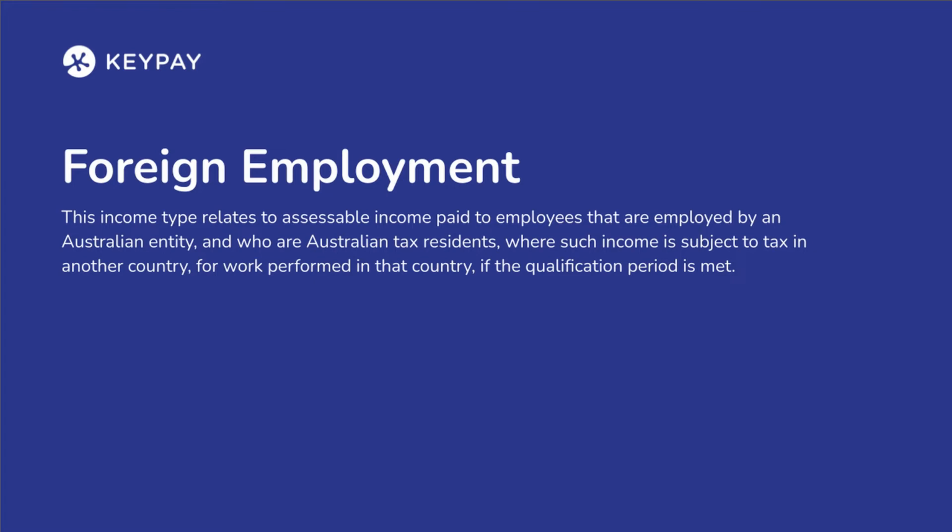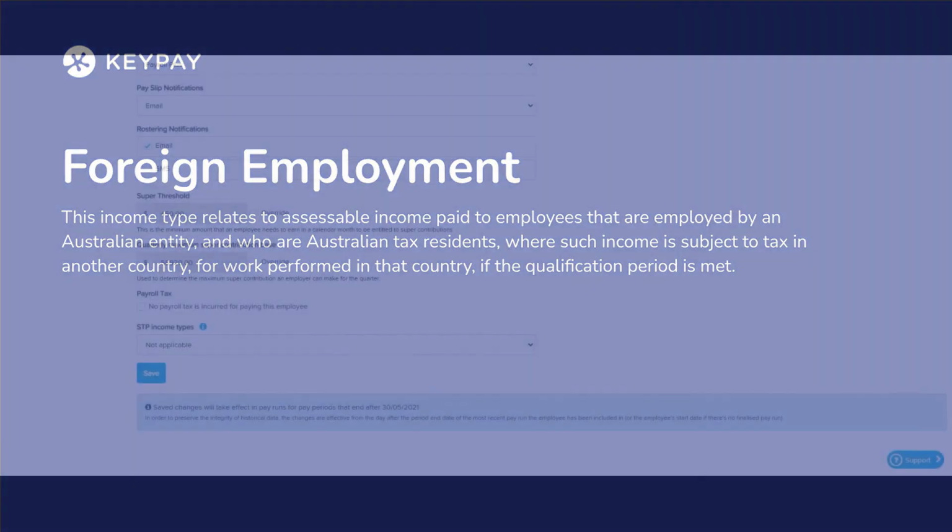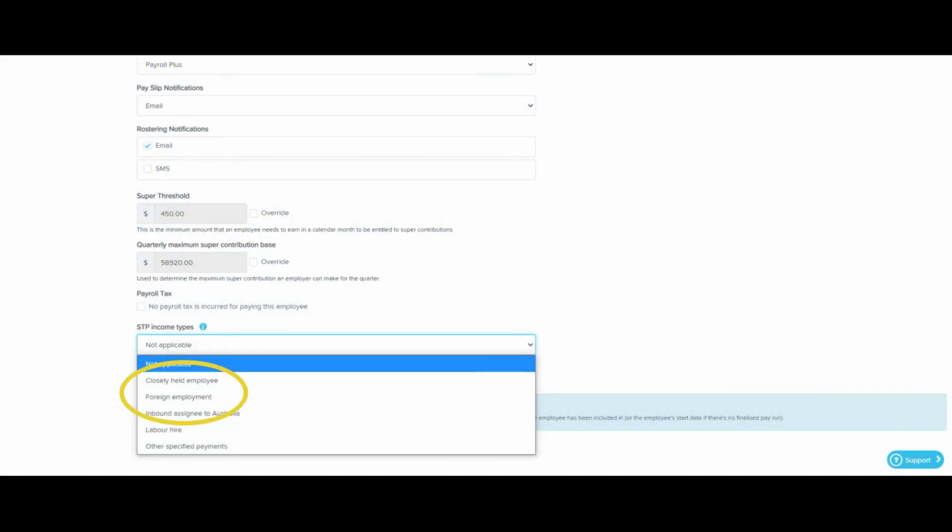If no foreign tax is paid or payable by the end of the financial year, then the income should be reported as salary and wages. Employees classified as foreign employment must also have their income linked to the host country of the foreign country where the employee is working for the qualifying period.